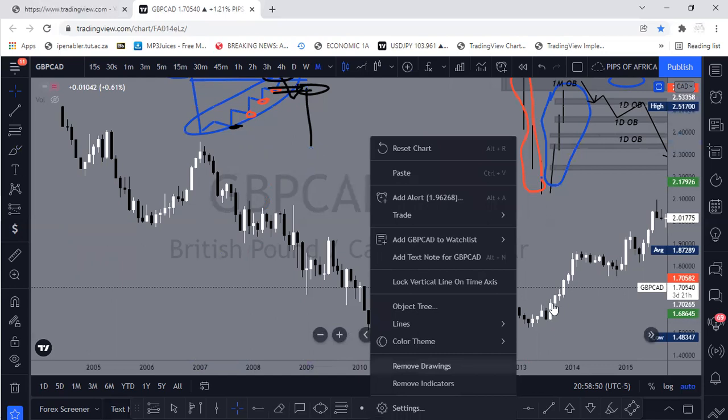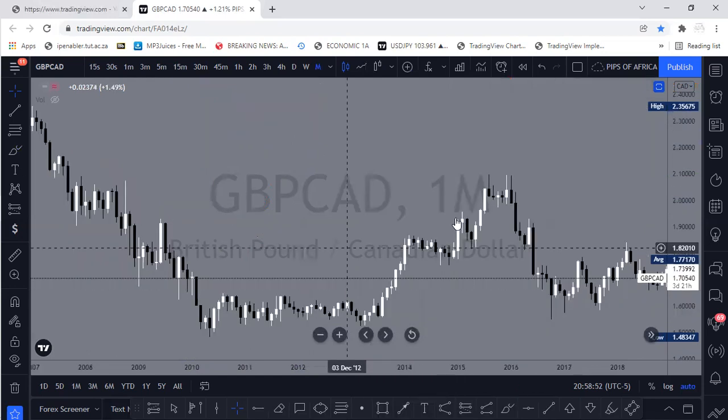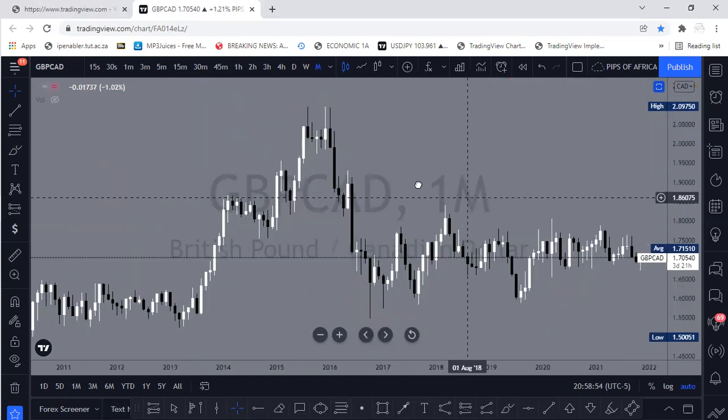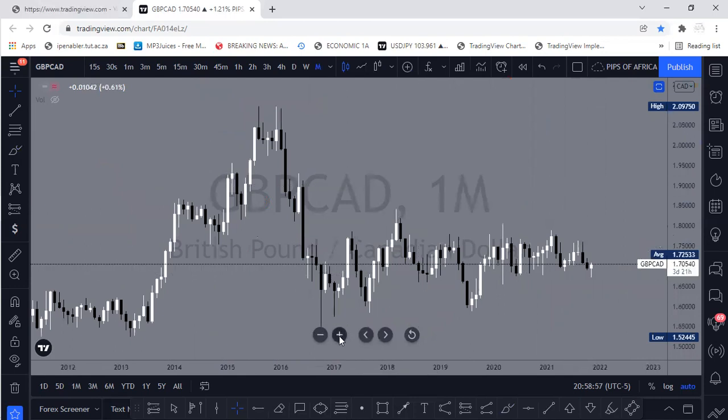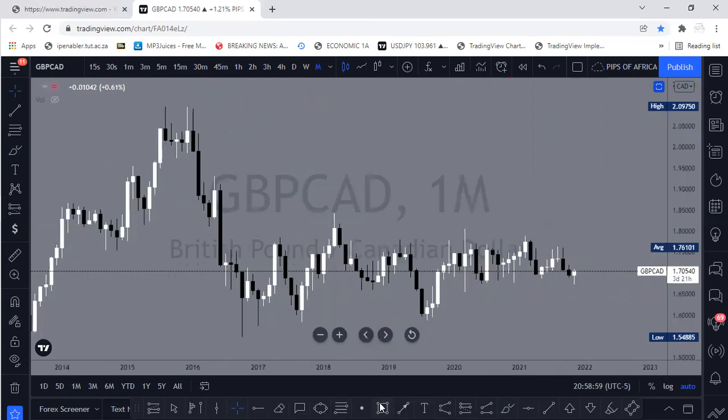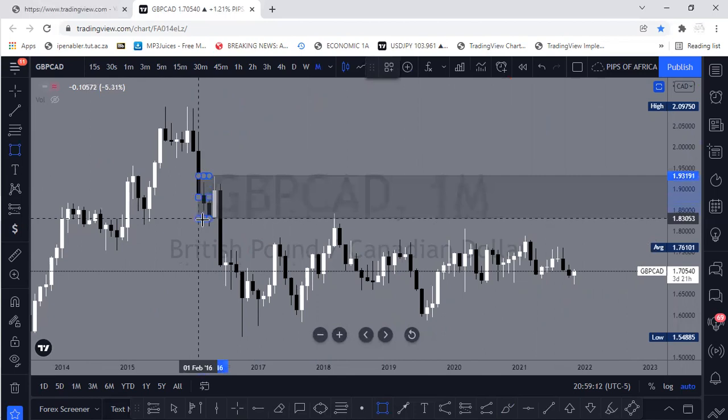Show you the examples of what I'm talking about. Let's start talking about this area here. This one. You see here, what is this? Is a bearish order block. Then you mark it up like this. You mark it up like this.